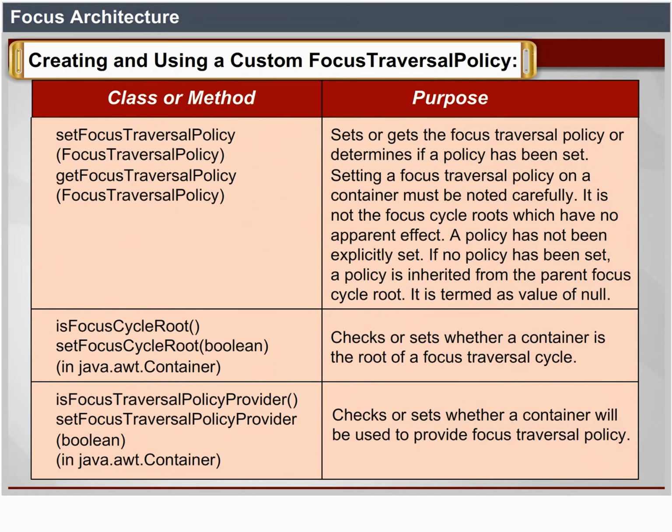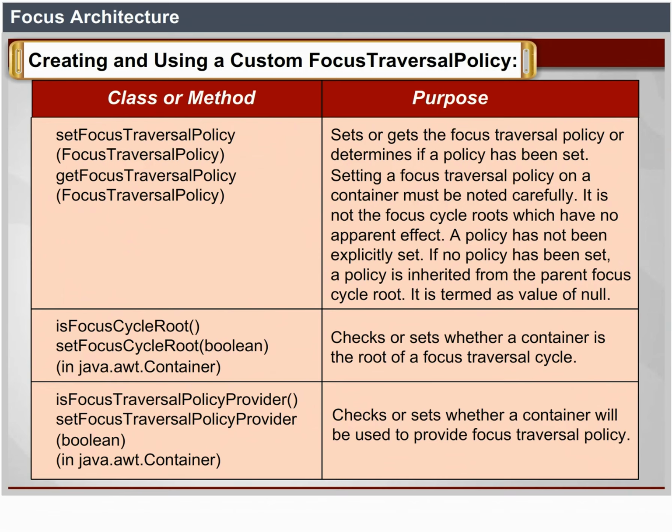setFocusTraversalPolicy(FocusTraversalPolicy) and getFocusTraversalPolicy() set or get the focus traversal policy or determine if a policy has been set. Setting a focus traversal policy on a container must be noted carefully. If it is not a focus cycle root, it has no apparent effect. A policy has not been explicitly set. If no policy has been set, a policy is inherited from the parent focus cycle root. It is termed as a value of null.